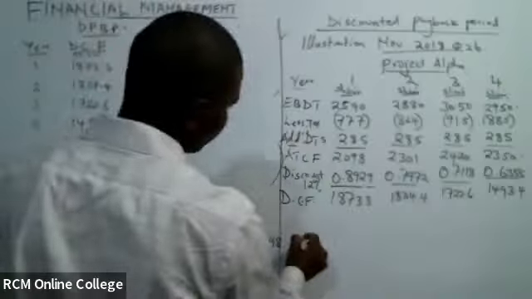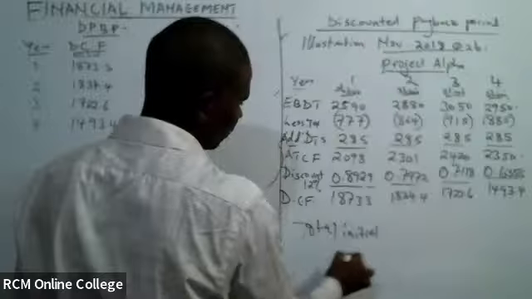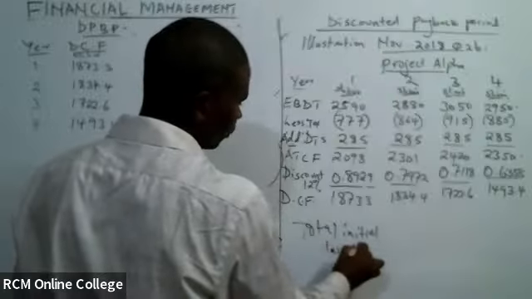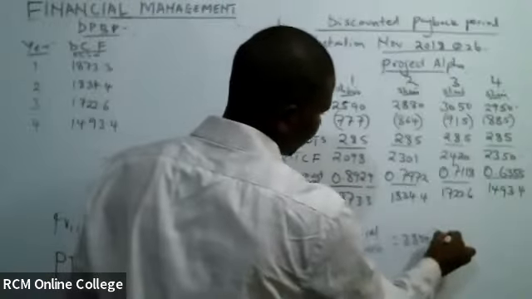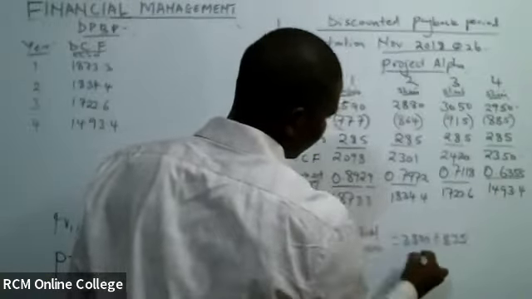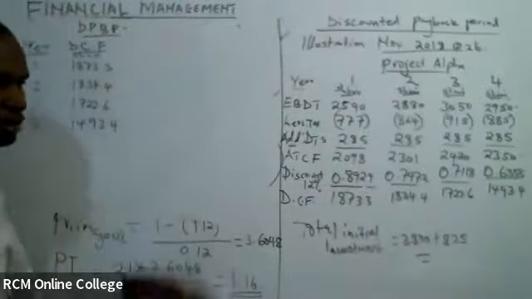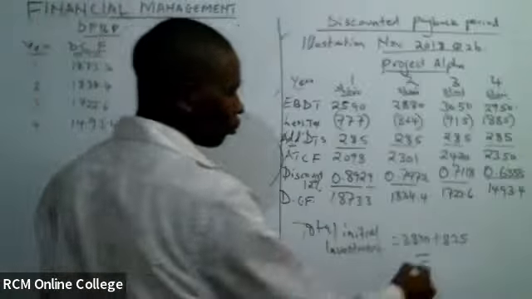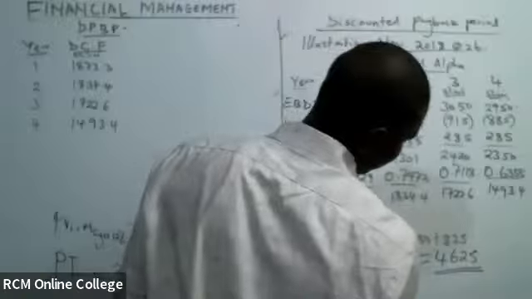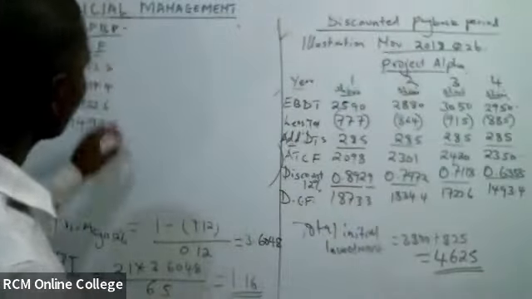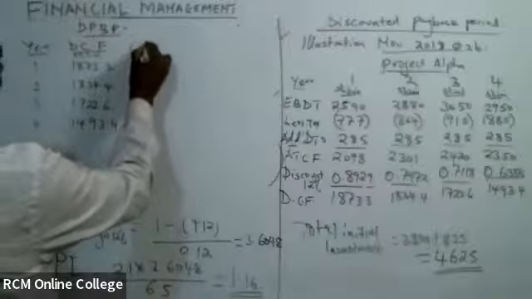So what is our total initial investment? The total initial investment we want to get will be 3800 plus 825. What do you get? Give me the total there. I have taken out three zeros, so we want to get 4625. Then you follow the route. You do what our friend is telling us. We get the cumulative cash flow.